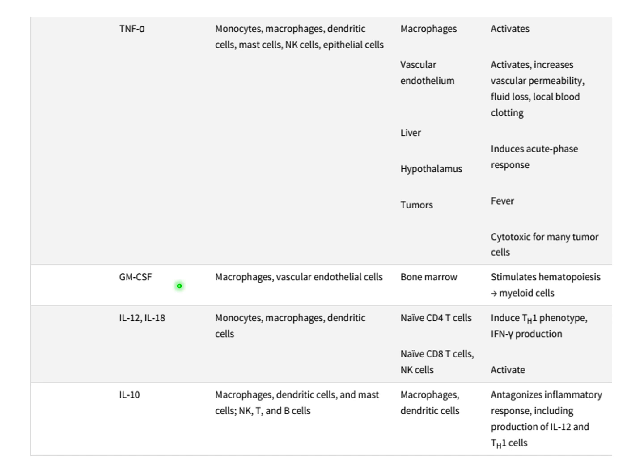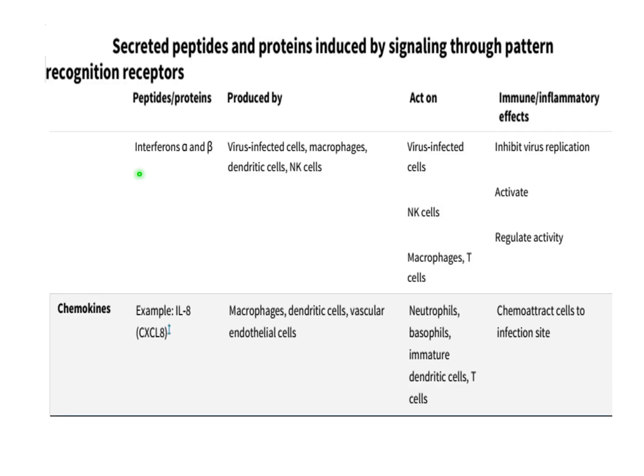GM-CSF stands for granulocyte macrophage colony stimulating factor that stimulates hematopoiesis. Interleukin 12 and 18 are mentioned in adaptive immune response, and interleukin 10 will be mentioned under the regulation of the immune response. Other cytokines that I want you to remember will be your interferons alpha and beta, which we will be discussing in a while, and your chemokines. So specifically your interleukin 8 that we will be mentioning when we discuss inflammation.